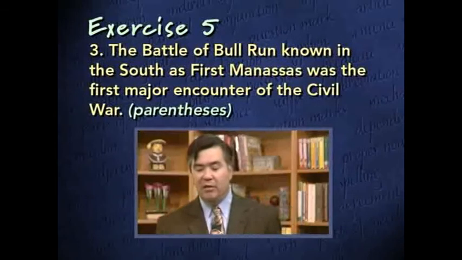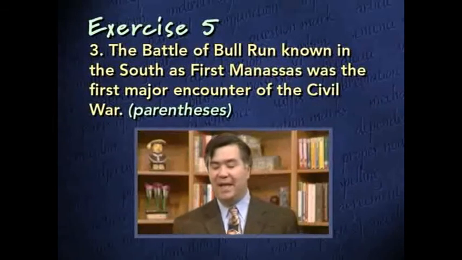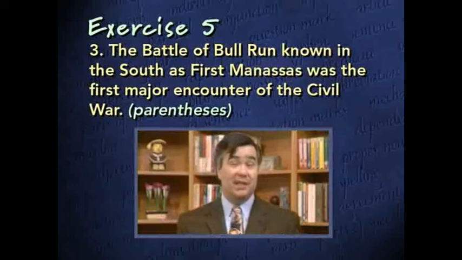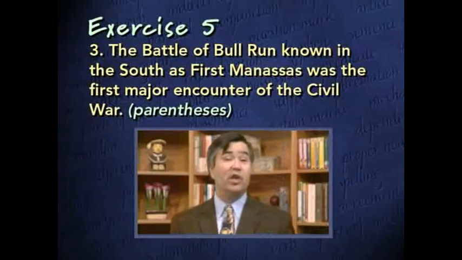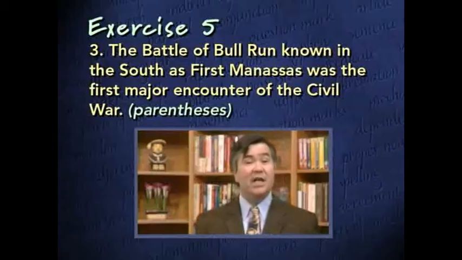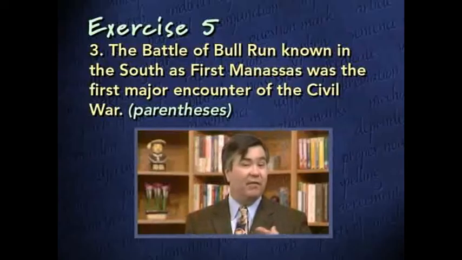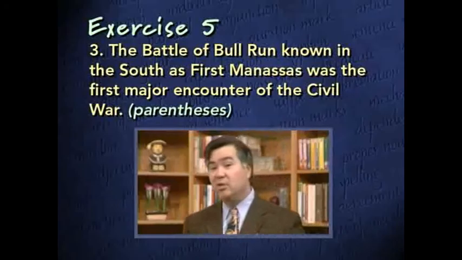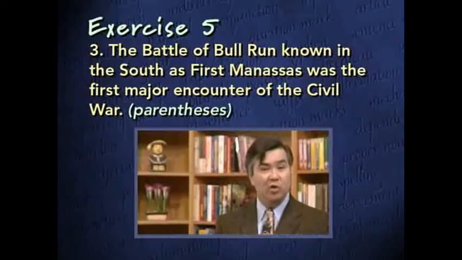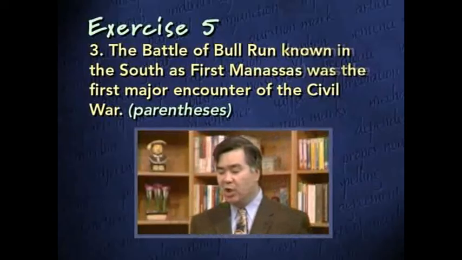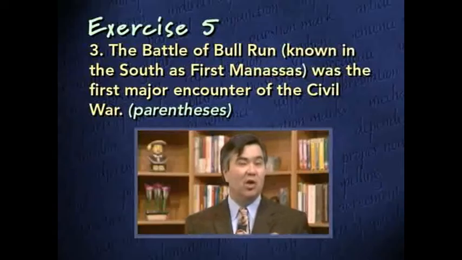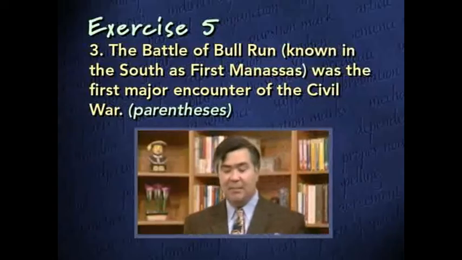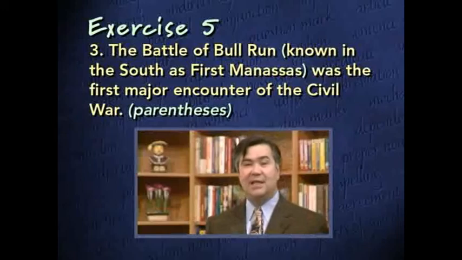Next example. The Battle of Bull Run, known in the South as First Manassas, was the first major encounter of the Civil War. And we've suggested that you use parentheses somewhere in this sentence. Well, this is a good example of another way that parentheses can be used to give some additional information about a fact that's mentioned in the sentence, and to do it in a way that's not obtrusive, but which, if the reader finds it useful or helpful, then fine, the reader knows where that information appears. In this case, the words known in the South as First Manassas ought to be enclosed in parentheses. You can see why. The battle is mainly known as the Battle of Bull Run, but within a certain part of the United States it has a different name.